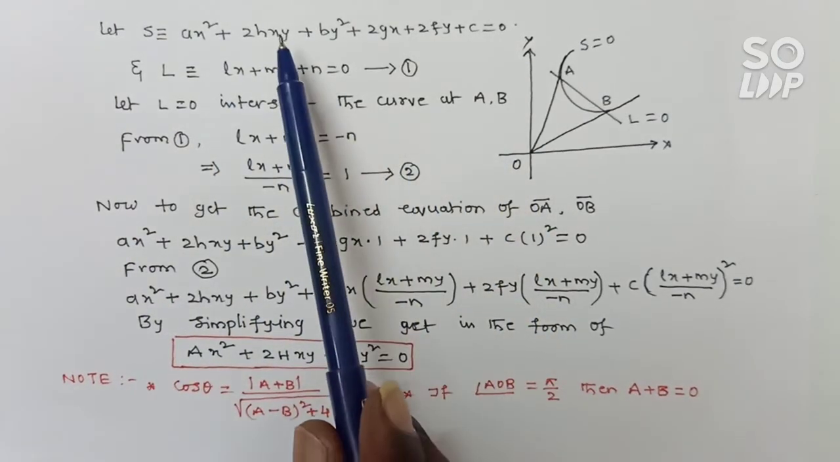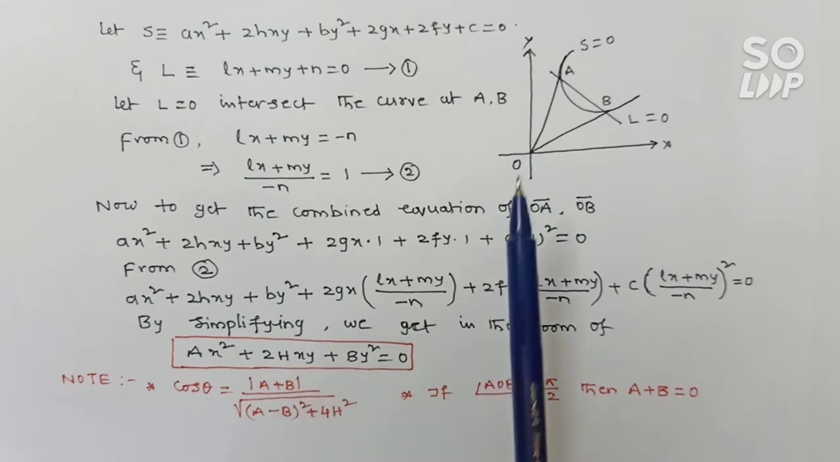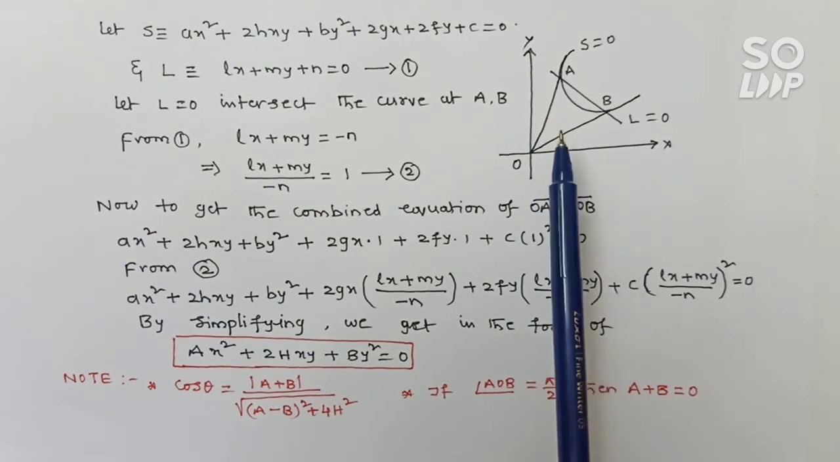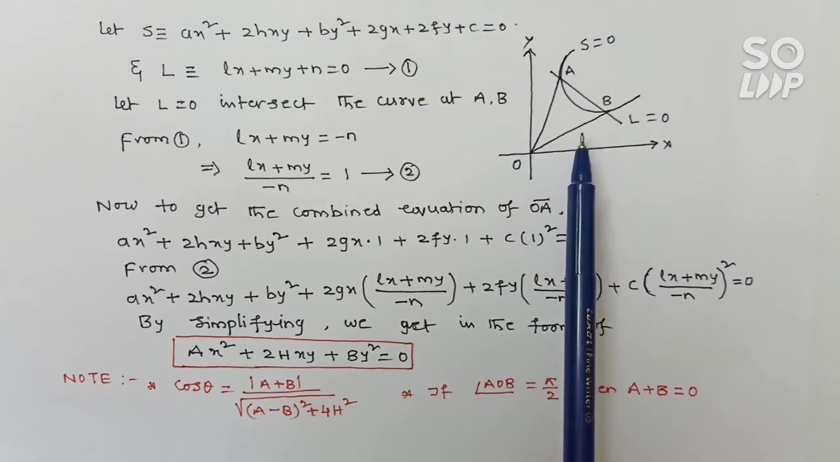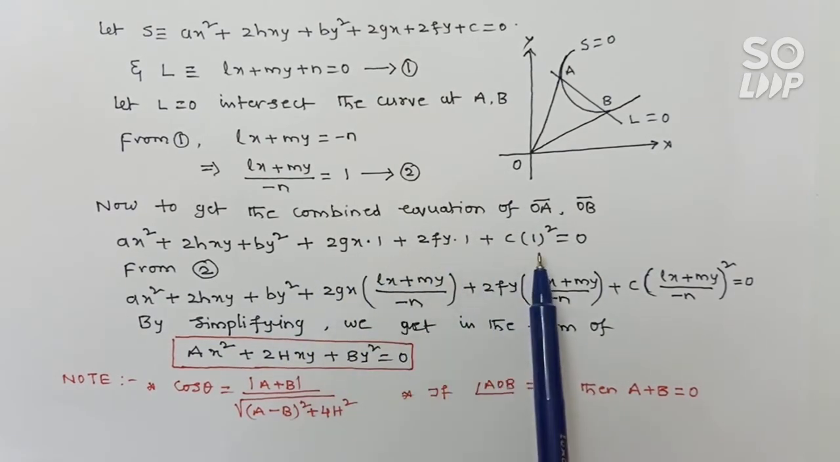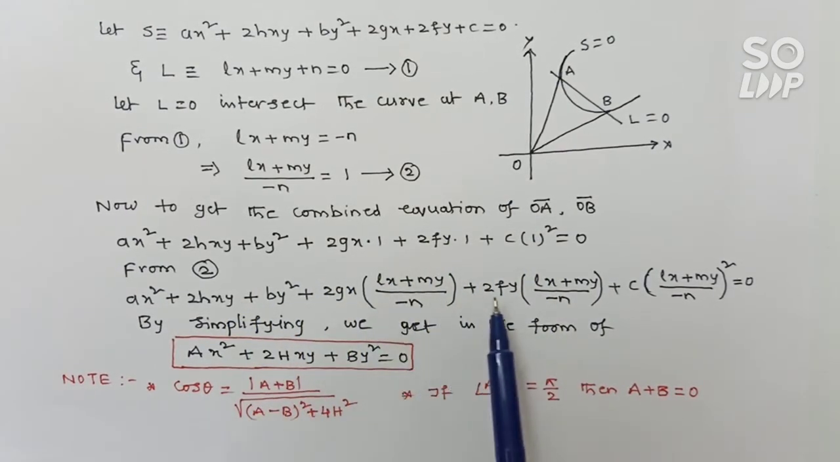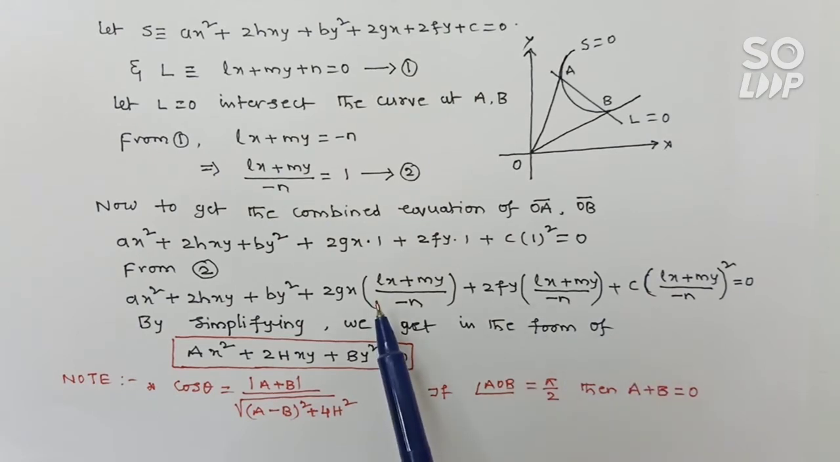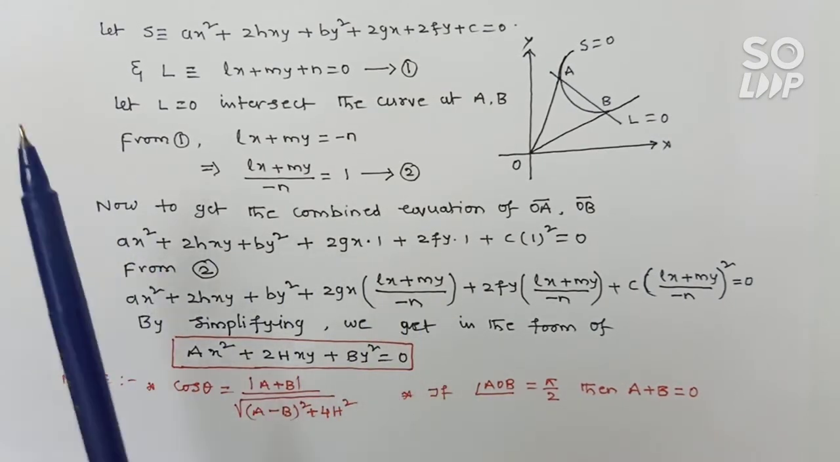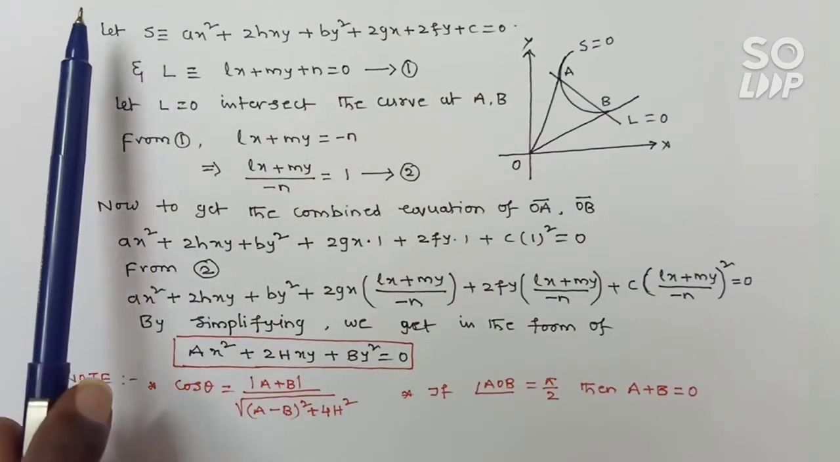So why is it the homogenization method? To get the combined equation of OA and OB, we are doing a particular procedure. This procedure is called homogenization, right? The final result will be in which form? Homogeneous equation.